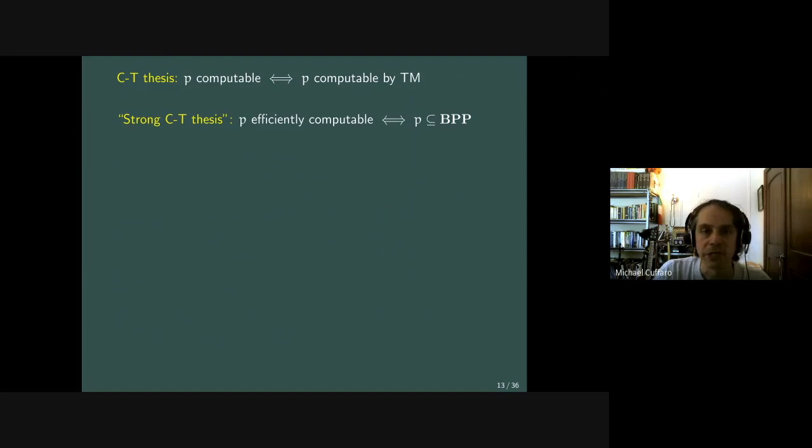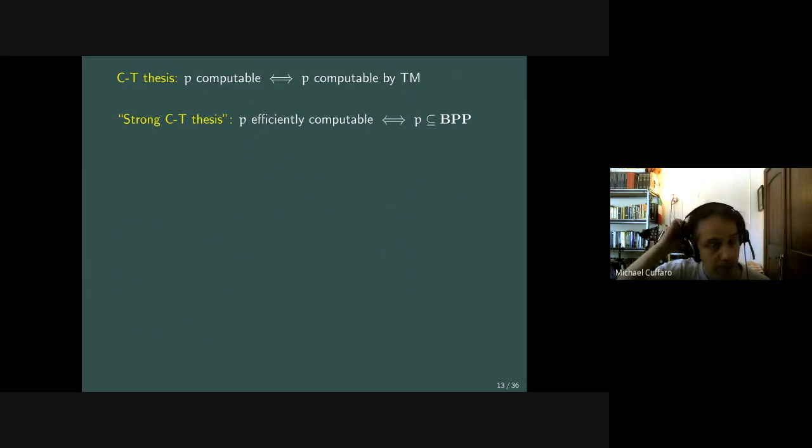Now, in itself, the Church-Turing thesis doesn't have anything to do with physics, and it doesn't have anything to do with complexity theory either. But in complexity theory, or when people comment on complexity theory, often you'll hear people talk about the so-called strong Church-Turing thesis. You'll also hear talk about a physical Church-Turing thesis. The physical Church-Turing thesis says that any physical process that implements a computation must be Turing computable as well.